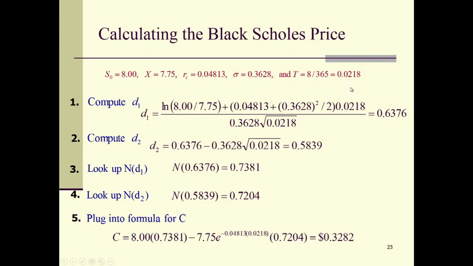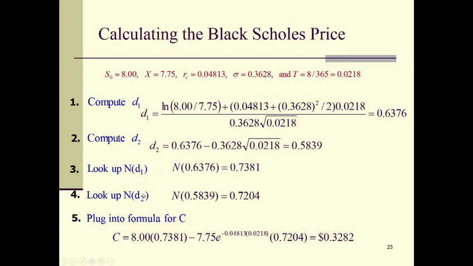So first you have to compute your d1 and d2 and then find the probability and then stick it into your formula. So what is d1? Log S over X plus r plus sigma squared divided by 2 times time, divided by sigma square root time, okay? So it gives you your d1. What is your d2? d1 minus sigma square root T. Okay, so it gives you your d2.